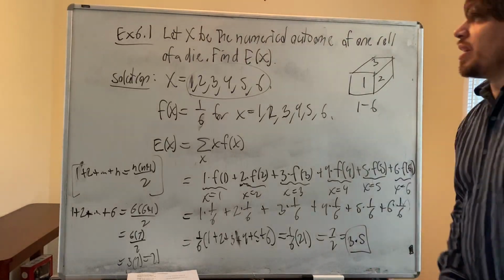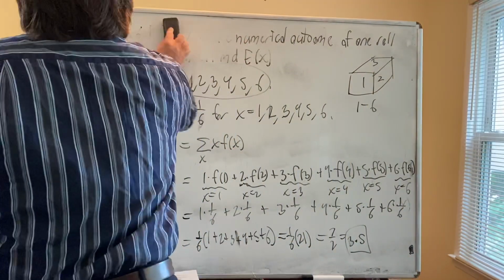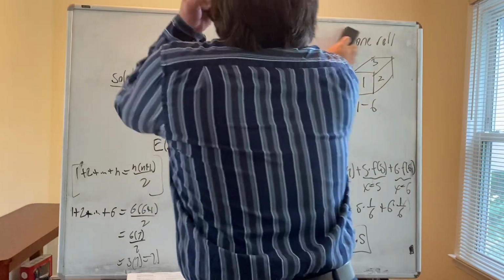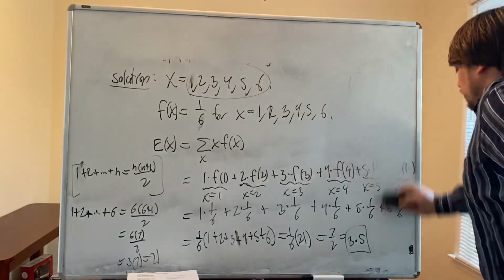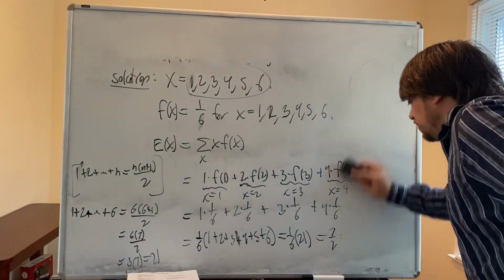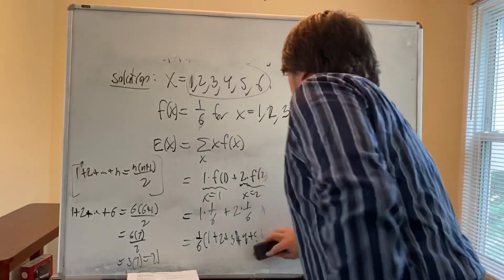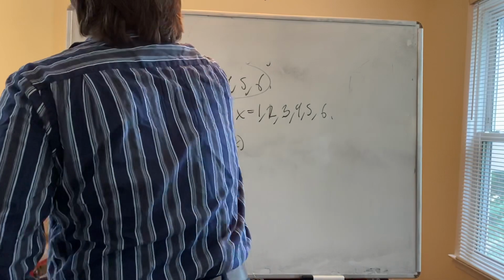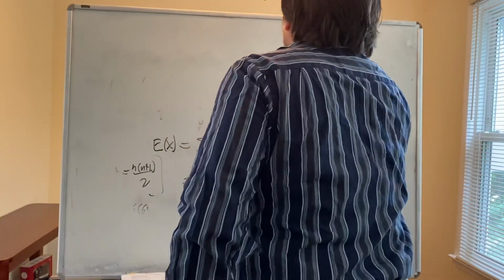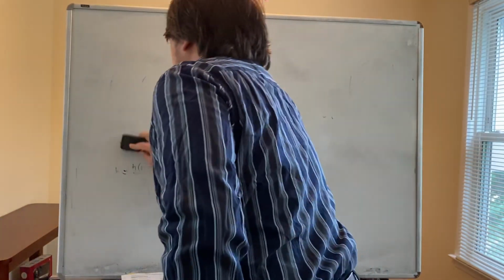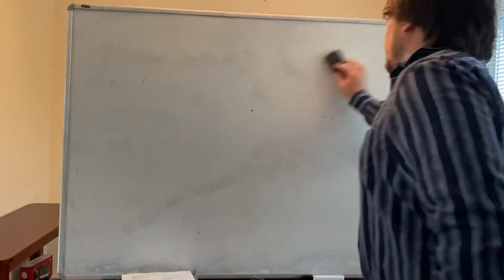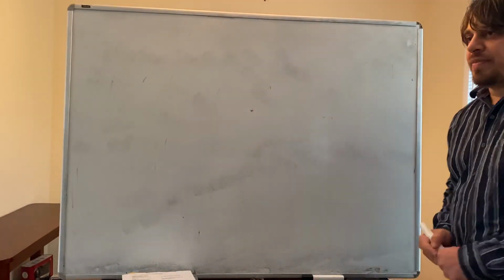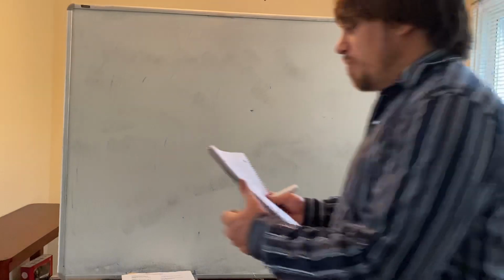Okay, so let's do the next example. The sum of the numbers from 1 to 100 is 100 times 101 over 2. So 50 times 101, which is 5,050. Okay. So this is example 6.2.